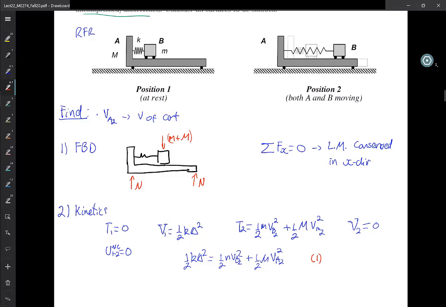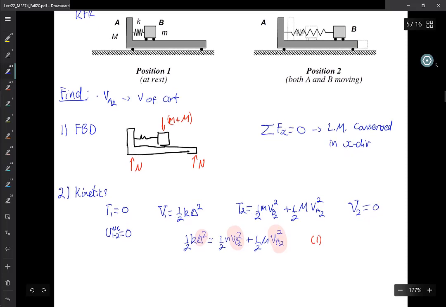So what do we have? We have too many unknowns. Can we do anything about these unknowns? We have one unknown, two unknowns, and this unknown. So of course, we need to use linear impulse momentum.